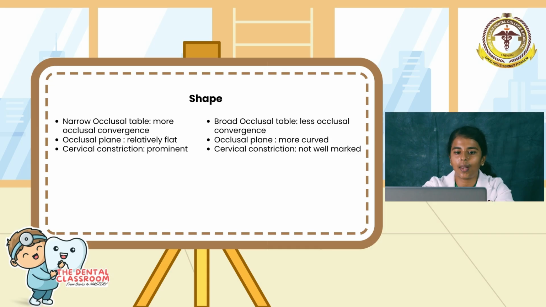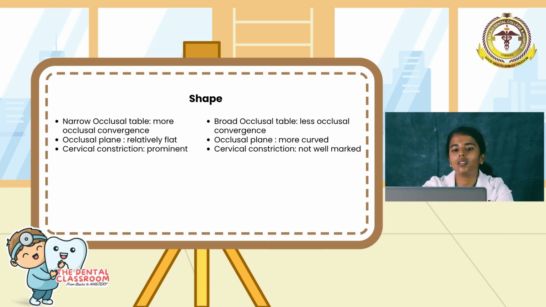Next is the occlusal plane. The occlusal plane will be relatively flat. This is mainly because of the smaller number of grooves and pits that are usually appreciated in the occlusal anatomy. When we compare this with the permanent dentition, the occlusal plane will be more curved, because the developmental grooves, fissures, as well as pits will be more well defined in the permanent dentition when compared to primary.